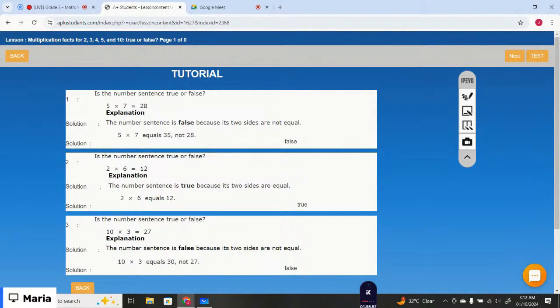Is the number sentence true or false? 5 times 7 equals 28. So you have to see if both sides are exactly equal.